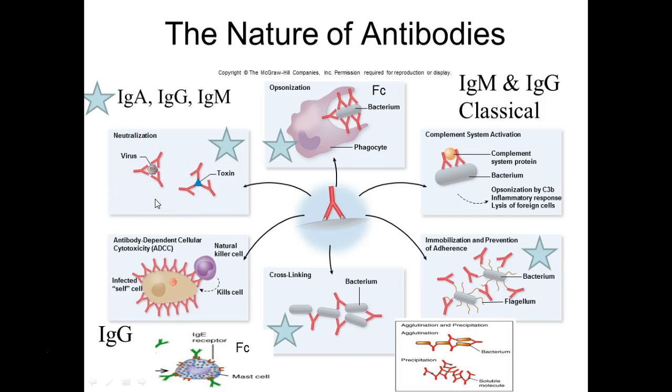IgM can do this, right? That mega big one can bind to them and stop them from being able to bind to us. IgA can do that in our secretions, right? It can help neutralize them, keep them from attaching to us.